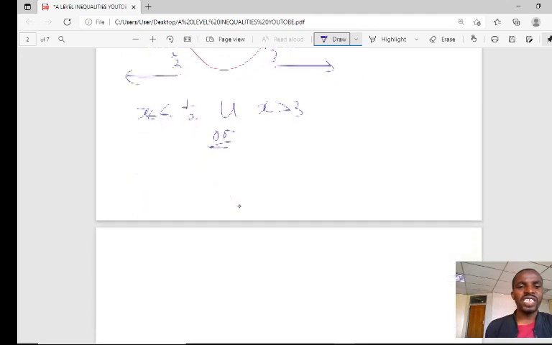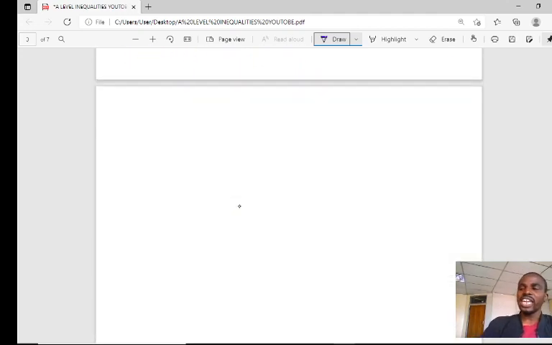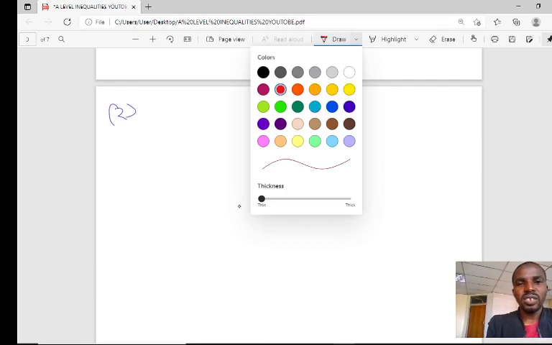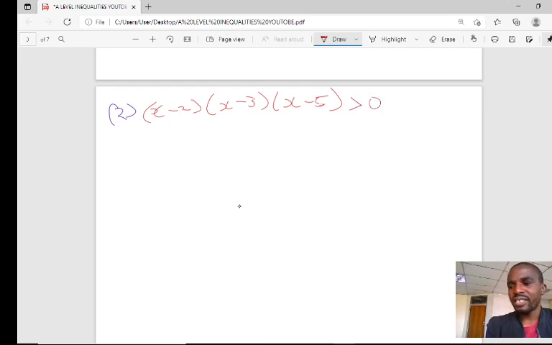Right, so that's the first part. Then the second part, or the second question actually, question number 2, it's x minus 2, then x minus 3, then x minus 5 is greater than 0, like this.